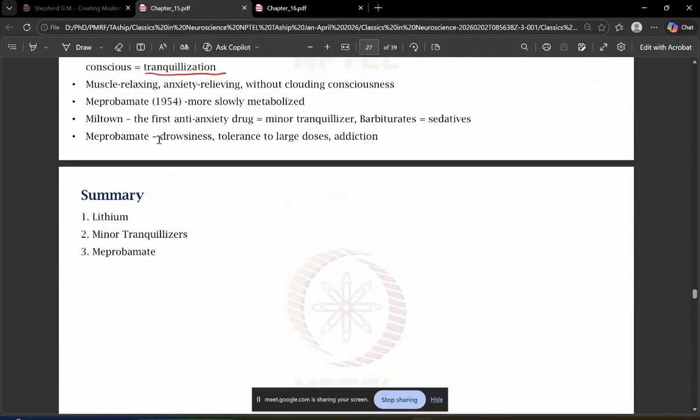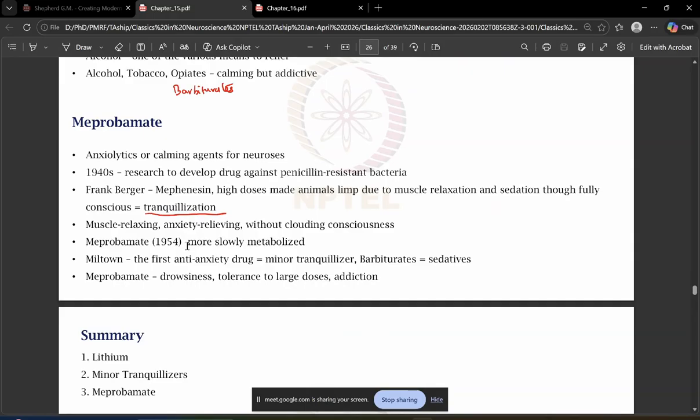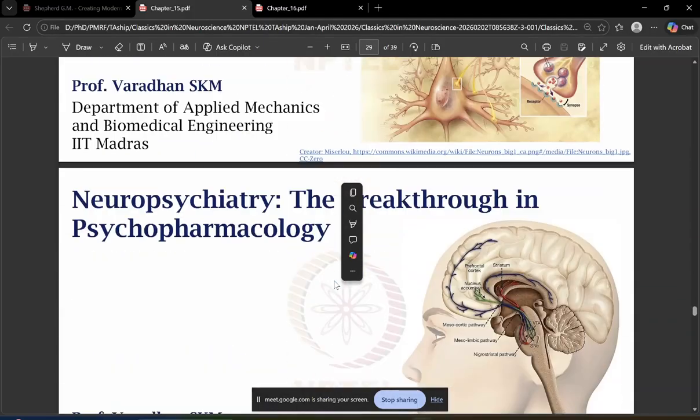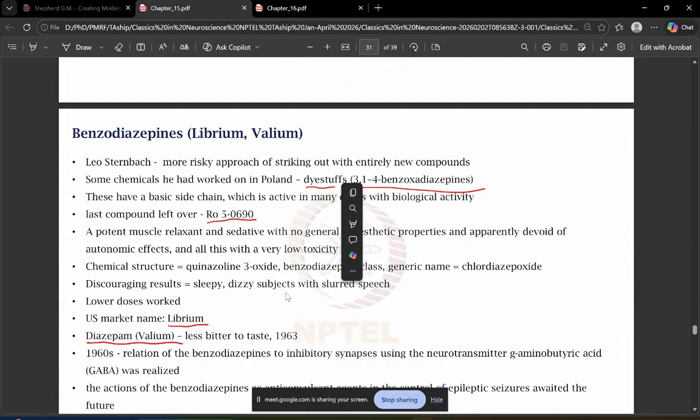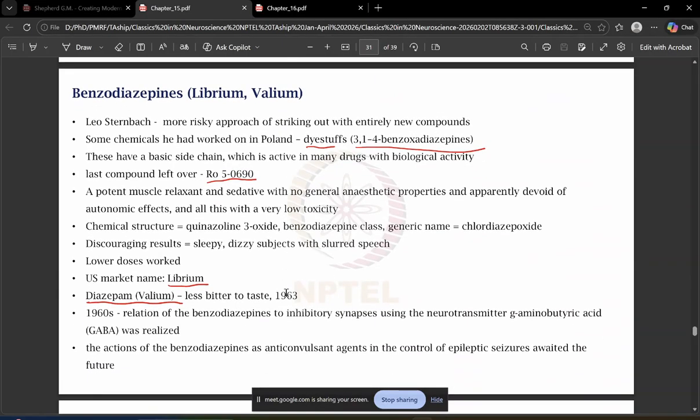We discussed that meprobamate, although it was initially thought to act as an anti-anxiety drug and a minor tranquilizer, was later shown to cause drowsiness, addiction, and tolerance to large doses. But there was still a requirement for an anxiolytic medicine which did not induce drowsiness.